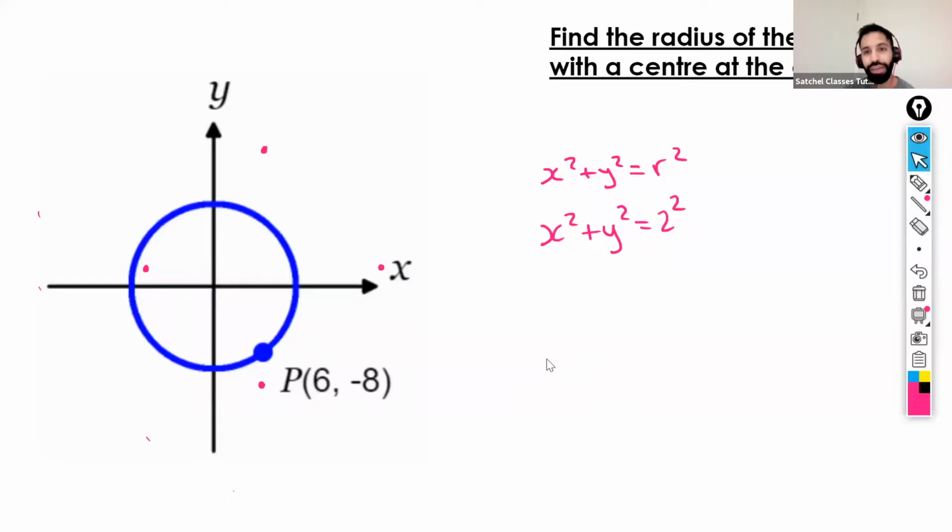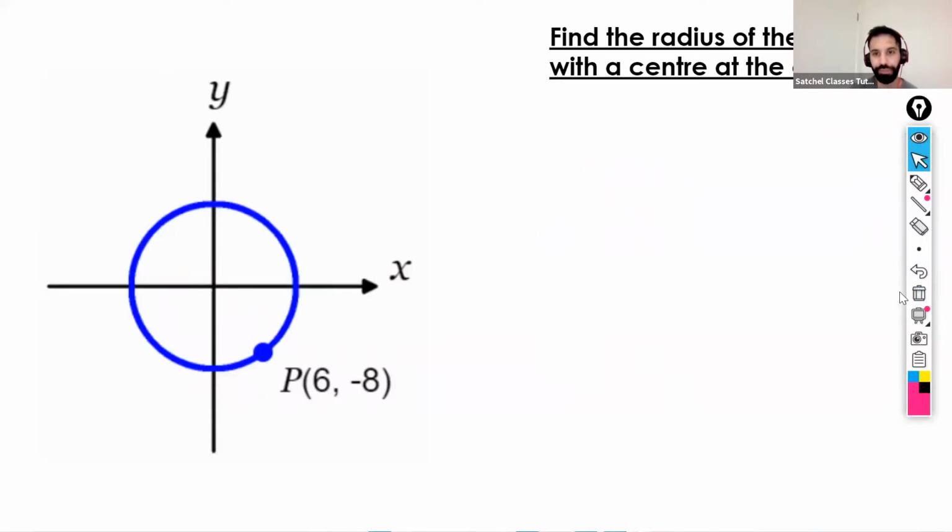It says find the radius of the circle with a center at the origin. So again, it's telling us the center is at the origin, so the center is 0, 0. How do we go ahead and do this then? In fact, one other thing to be mindful of, this question could have been rephrased as find the equation of the circle. As long as you find the radius, you will be able to find the equation of the circle.